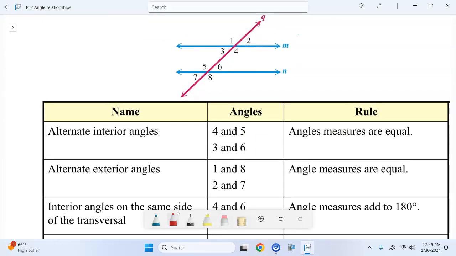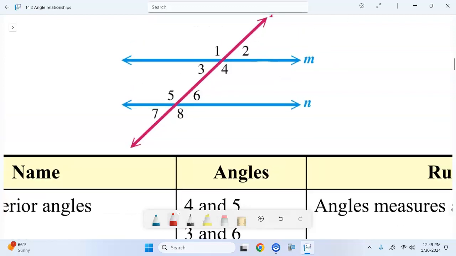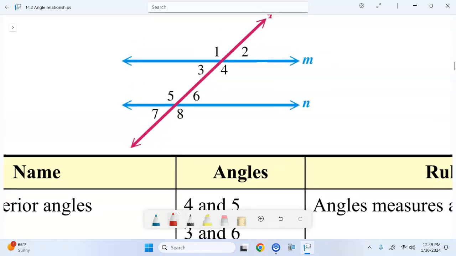We've got alternate interior angles. Alternate means on opposite sides. Interior means inside. So alternate interior angles are the angles inside of our parallel lines, on opposite sides of the transversal. Alternate interior angles are congruent.